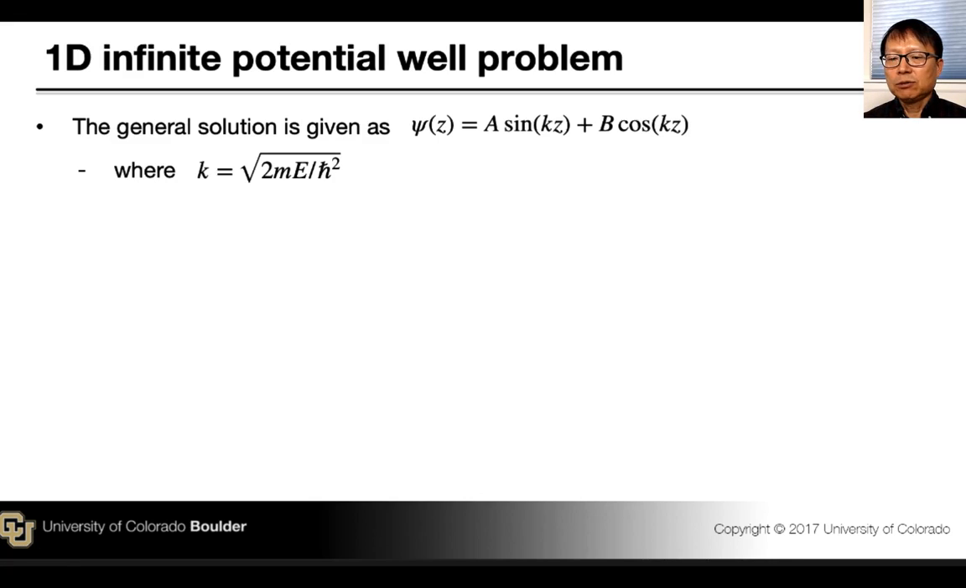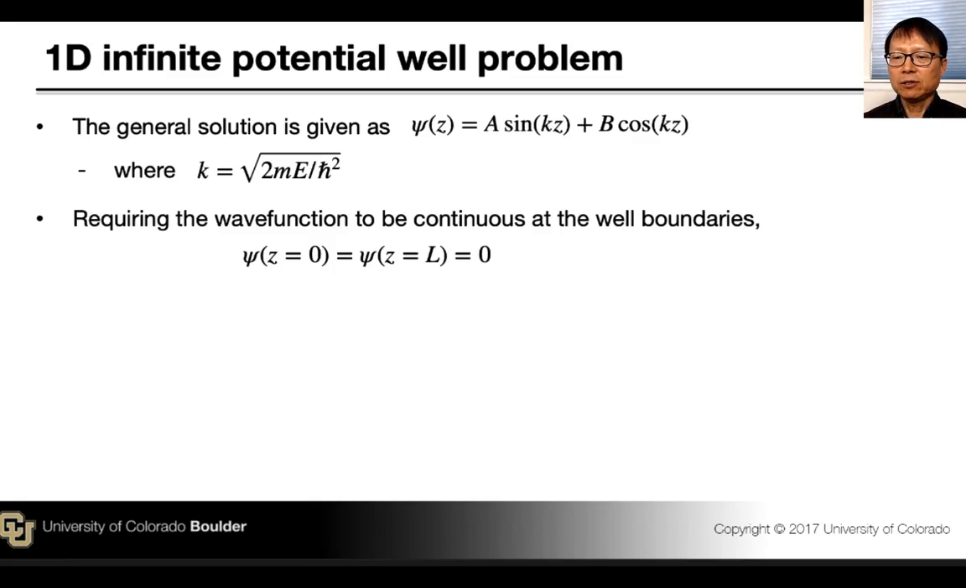Now, we need to determine the constants A and B, and also this unknown constant E, which is our eigenvalue. Now, how do we determine that? We impose boundary conditions to determine those values, and the boundary condition is given by the requirement that the wave function is continuous across the entire problem. So specifically, we require the wave function to be continuous at the boundaries of the potential well.